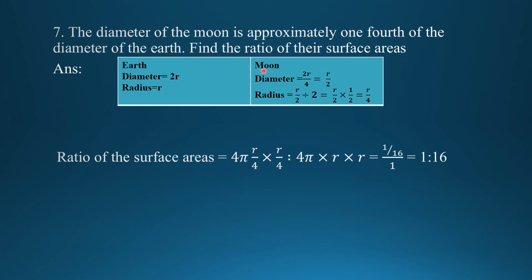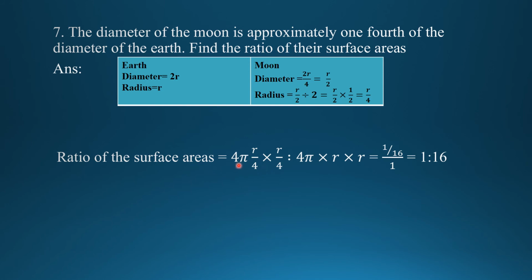We are given the relation diameter of the moon is 1/4 of the diameter of the earth. Therefore, diameter of the moon will be the diameter of earth 2r divided by 4, which is r by 2. And we can see the radius will be half of the diameter, r by 2, which is r by 4. As we want to find the ratio of their surface area, we can find surface area of the moon as well as surface area of the earth.